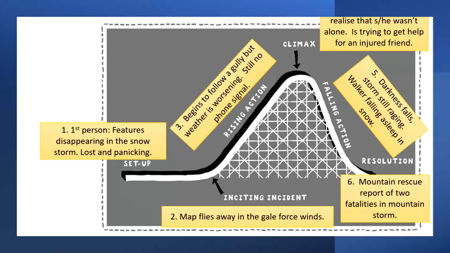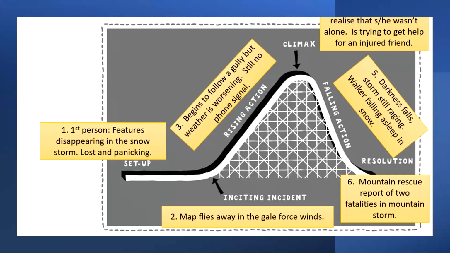Then, using all those thought bubble ideas I came up with, for my inciting incident, I'm going to imagine that the map has flown away in gale-force winds. So that's going to be the next thing that happens in my story. Then my rising action: I'm going to describe that the walker, or me as the walker, begins to follow a gully, but the weather's worsening and there's no phone signal.